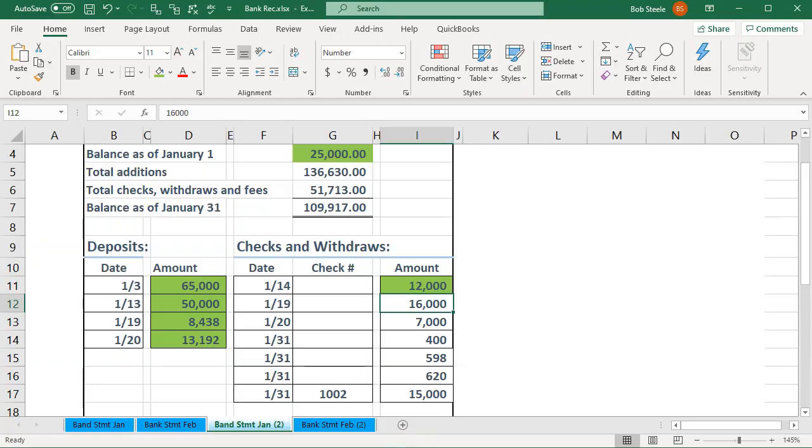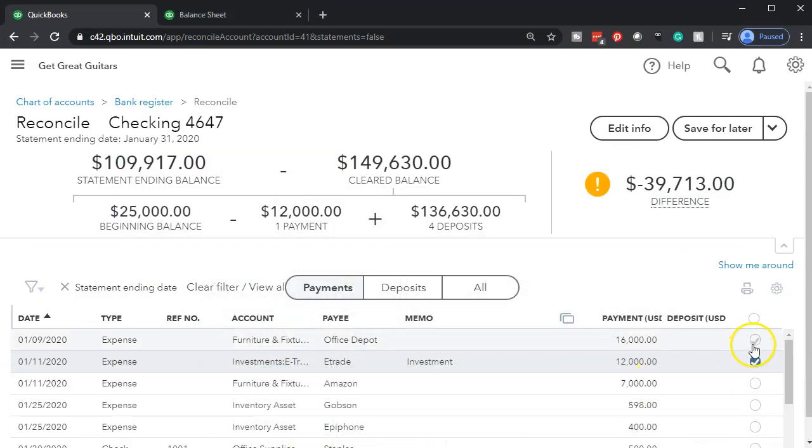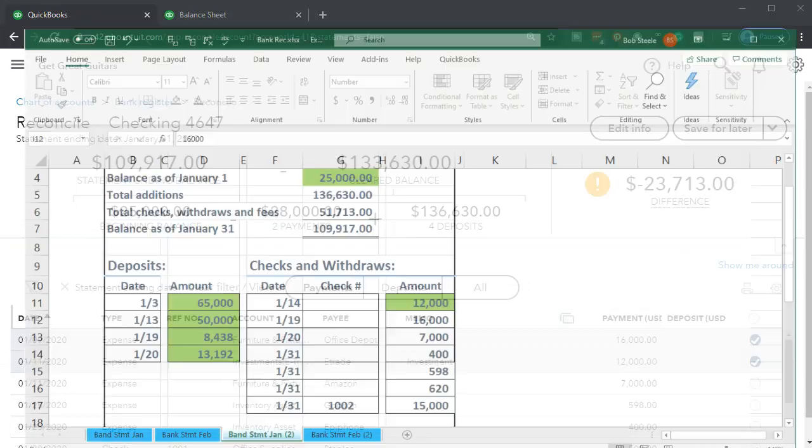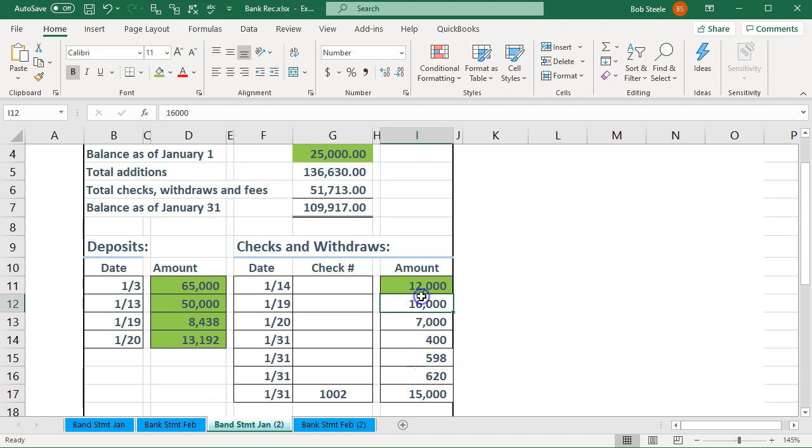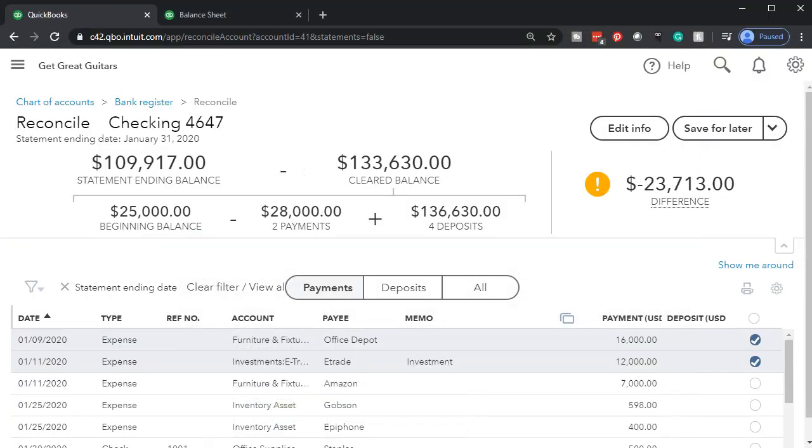So here's the 16,000. We're going to go back over and check off that 16,000. Go back over here and I'm going to make that green. Here's 7,000. I'm going to go back over here. Here's 7,000. I'm going to check that off.